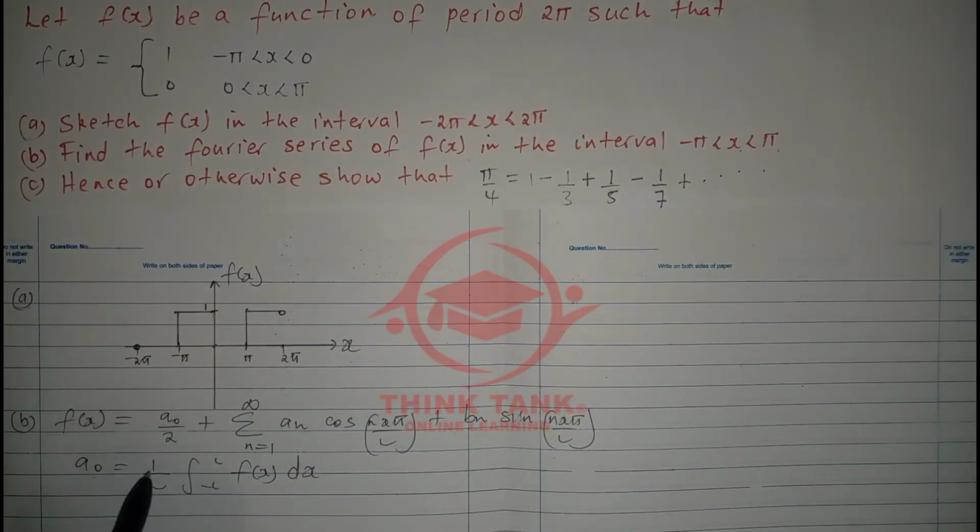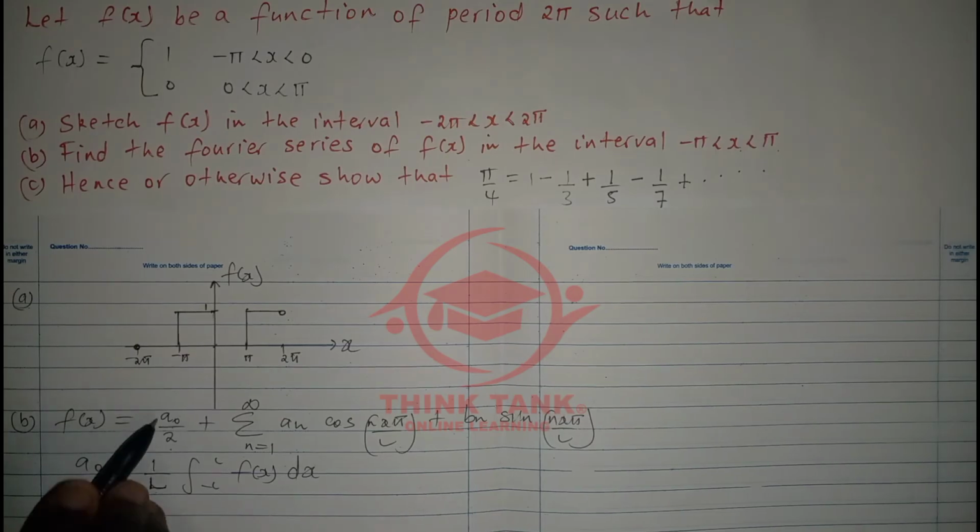Many people have a problem here, or they don't understand it. They say it's 1 over 2L. If you just say 1 over 2L, it's fine. But make sure you're not going to put a naught over 2 here. You're going to put a naught only.